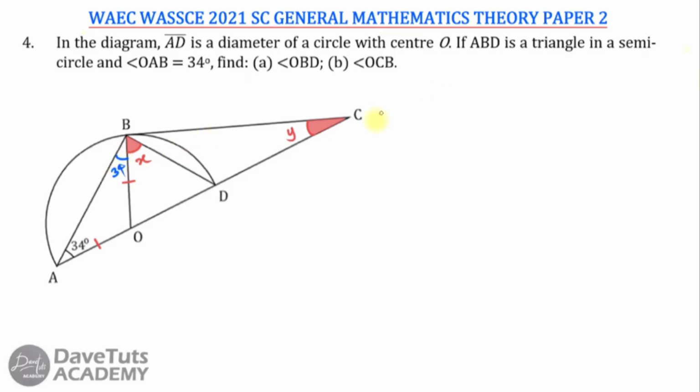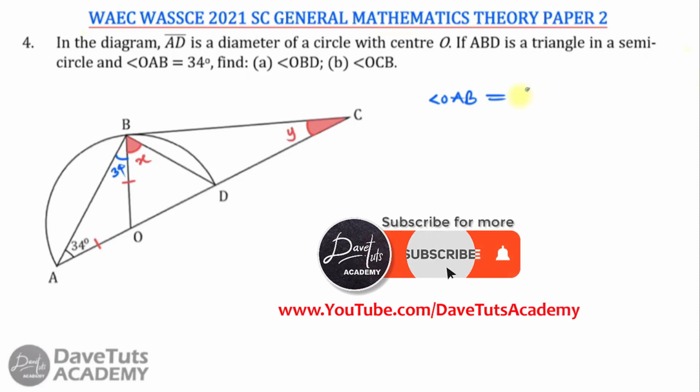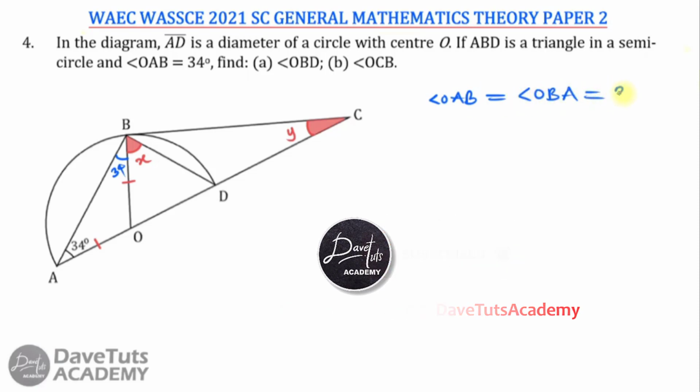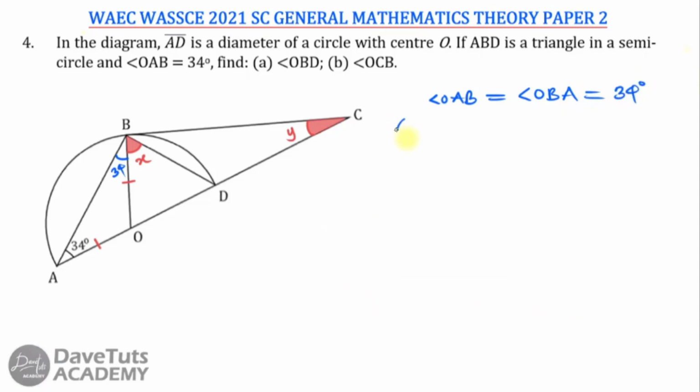So I'm going to say that angle OAB that we are given is also equal to angle OBA, and the value is nothing but 34 degrees. Why am I saying this? Because they are base angles of an isosceles triangle. So normally, if you are solving your questions, make sure you write the reason why you are postulating those theories. Okay, so with that, we have taken a very huge step that can help us to solve this holistically.